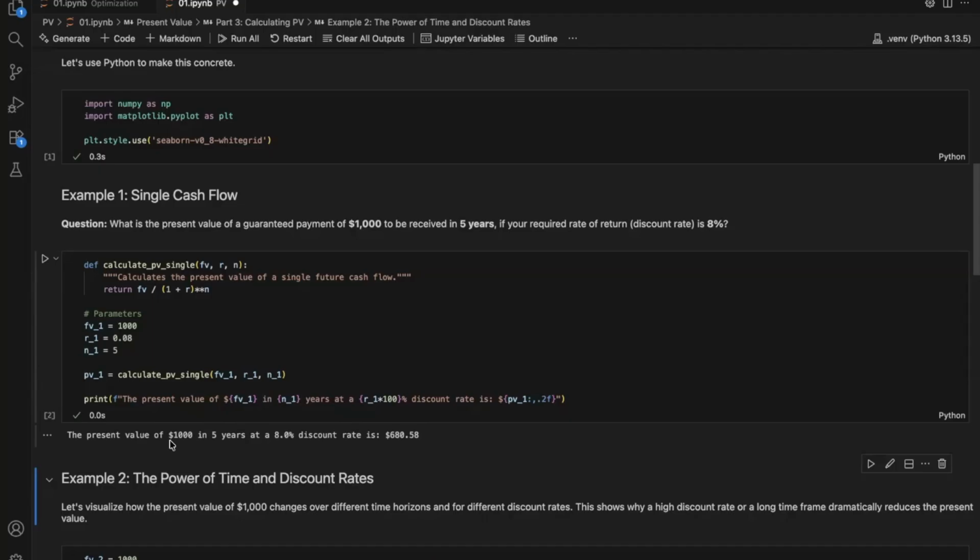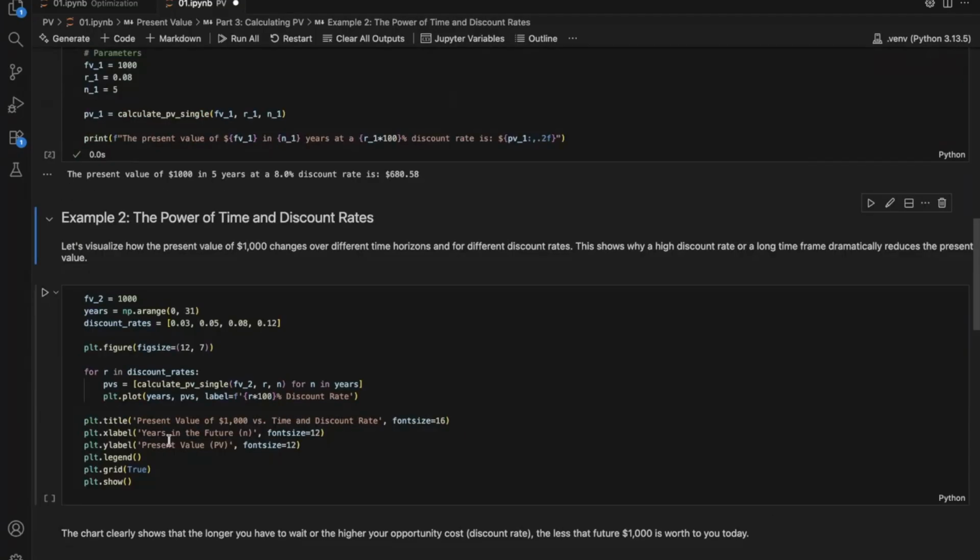This means that given an 8% annual return opportunity, you should be indifferent between receiving $680.58 today and receiving $1,000 in 5 years. Now let's visualize how much the discount rate and time affect the present value. We'll plot the present value of $1,000 over 30 years for several discount rates. Here the rates we took are 3%, 5%, 8%, and 12%. For each rate, we calculate the PV and visualize how these PVs move with the rates and the time periods. Let's run this code.